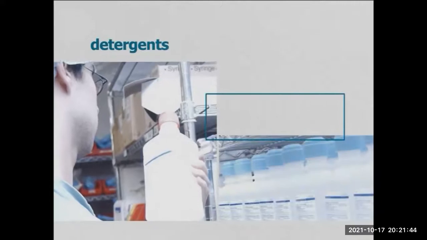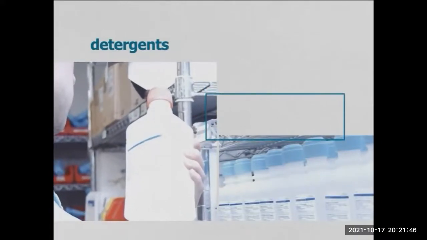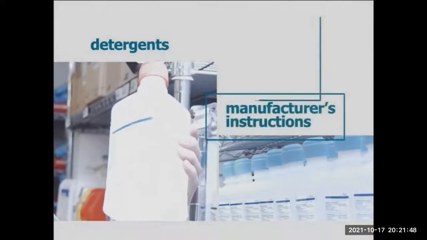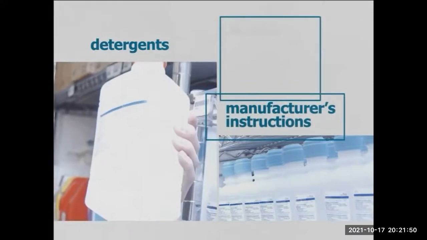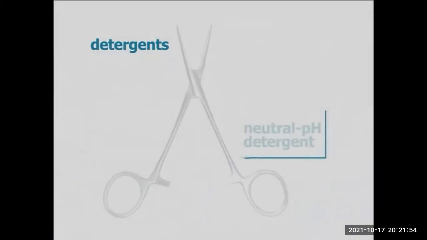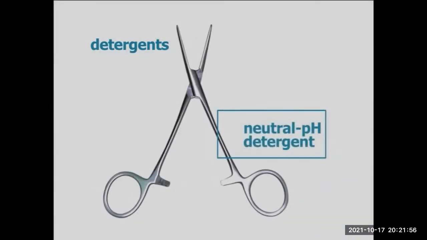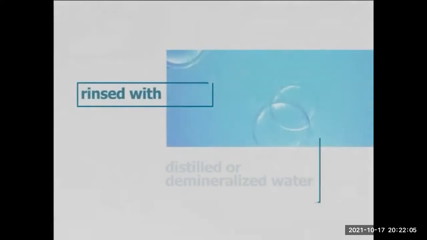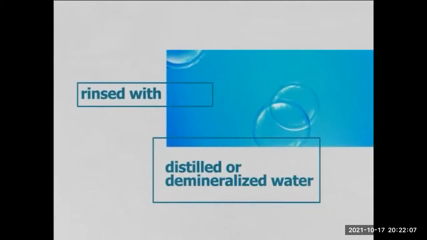Detergents are selected according to the type of instrument to be cleaned. The manufacturer's instructions must always be followed for correct dilution, temperature, and use. A neutral pH detergent should be used for the manual cleaning of surgical instruments because strong detergents may damage them. Instruments should be rinsed with distilled or demineralized water and then dried. The use of distilled water for rinsing adds years to the life of the surgical instruments and prevents mineral residue buildup.